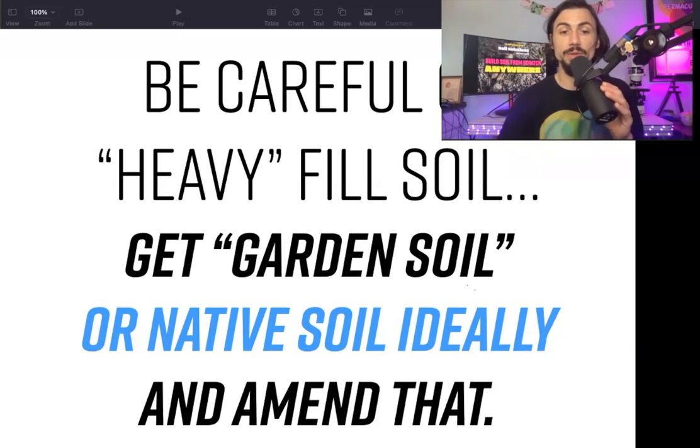Use your hands. Touch your compost before you go shopping, if that's how you have to do it, and feel the soil. If the soil feels like there's lead mixed into it, like this soil feels really heavy, don't use it. That's fill soil. It's gonna concrete and do weird things. Make sure you get garden soil or native soil ideally, and amend that.